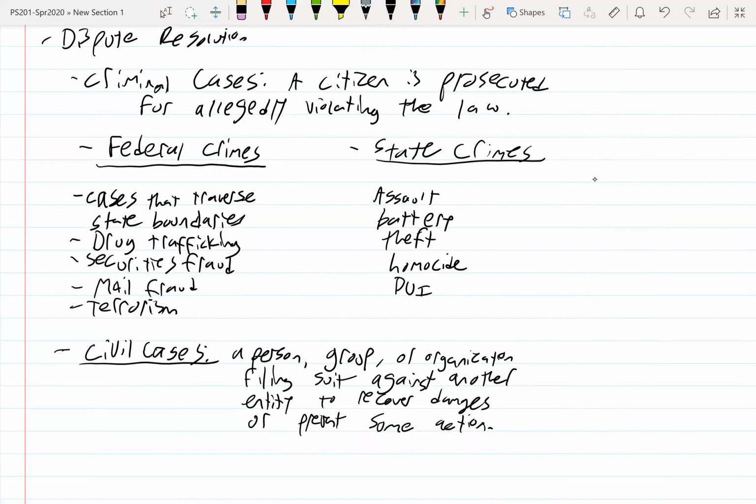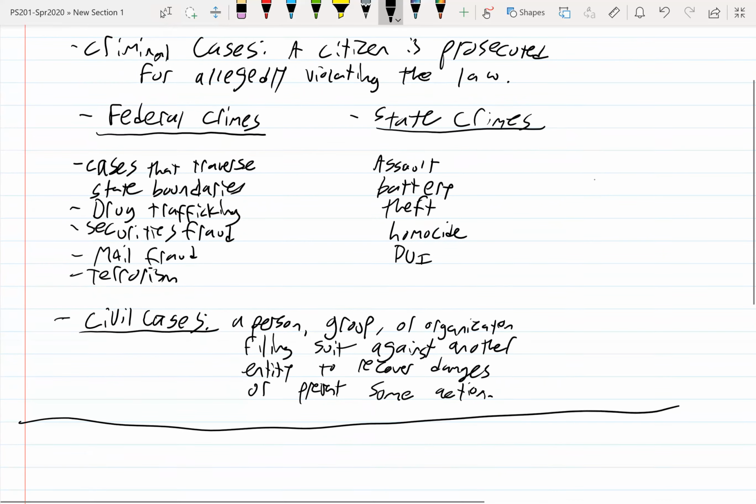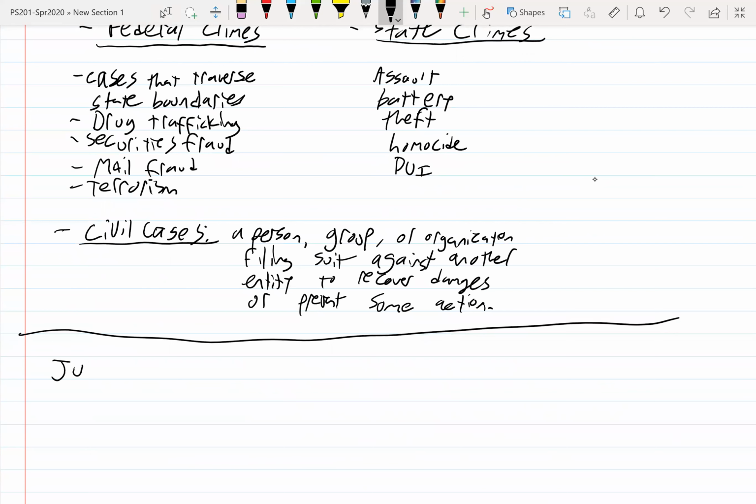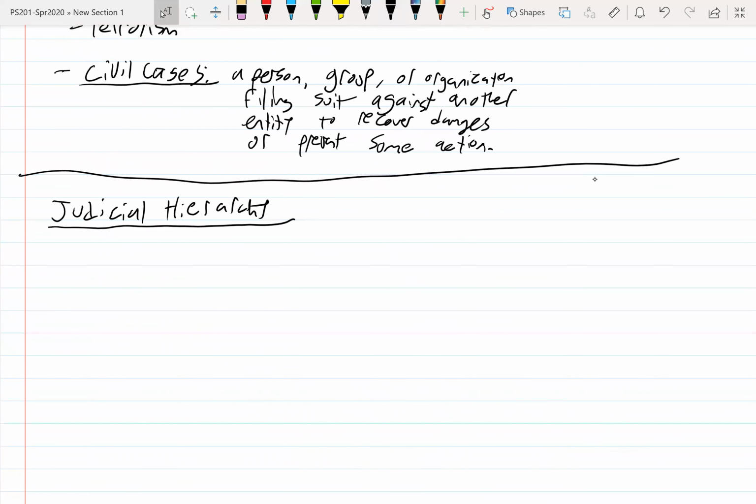So what I wanted to transition to now is a discussion of what the federal judiciary actually looks like, how it's organized, what the different levels of it are. Okay, so I'm going to start a new heading here called the judicial hierarchy. Okay, and I'm going to leave plenty of space down here to write.